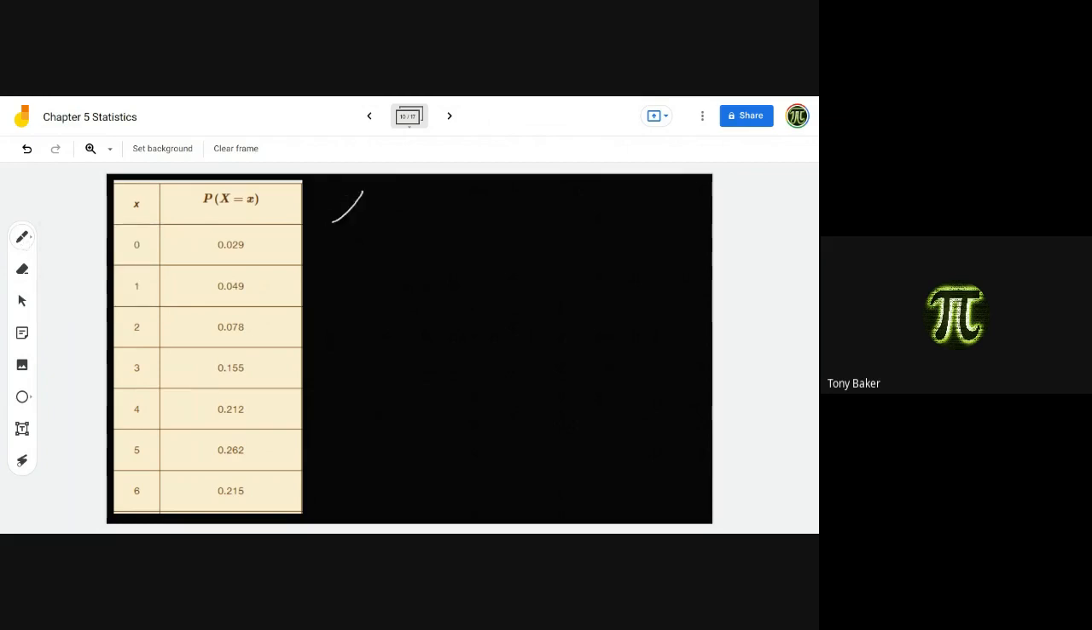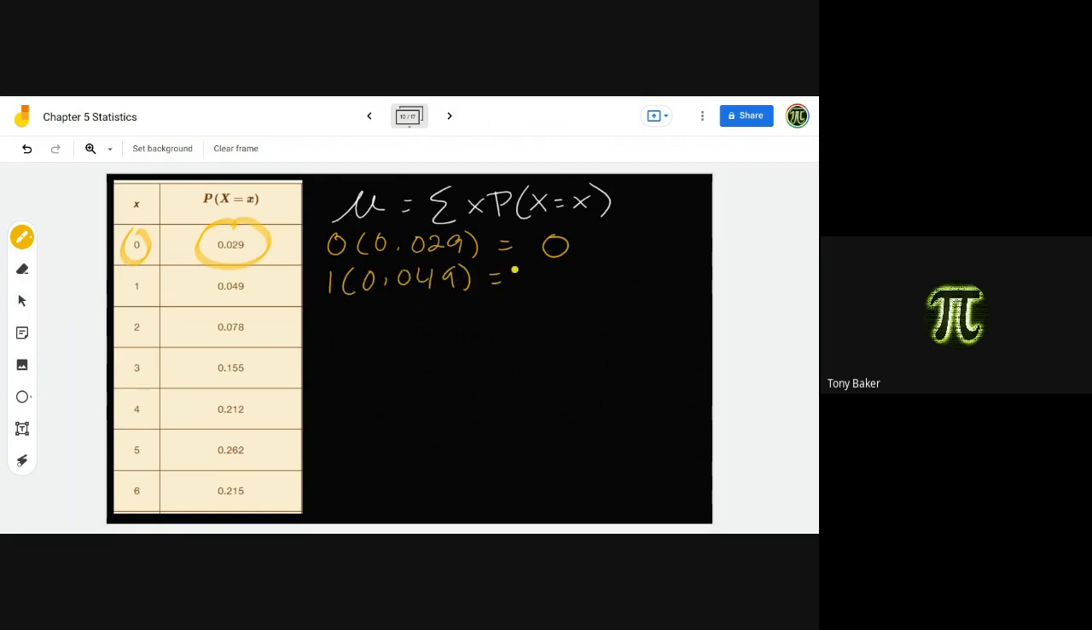the mean was the summation of X times the P of X. So we want to come up with those values. You have, in this problem, X and you have the probability. So all we're going to do is actually multiply those. So in this case, it's 0 times 0.029, which equals 0. The next one, 1 times 0.049 equals 0.049.